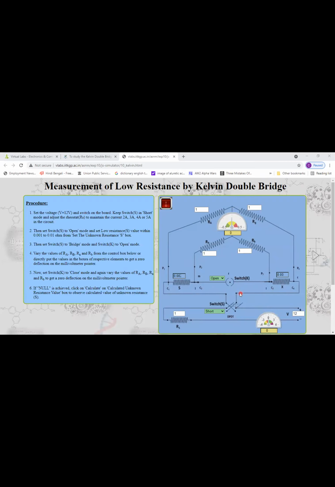So what is the Kelvin double bridge? Look, it is generally used for precision measurement, and this is the main target. If the value is 0.1 ohm, then you have to mention it precisely. Actually, the Kelvin double bridge is used for very low resistance, under 1 ohm.